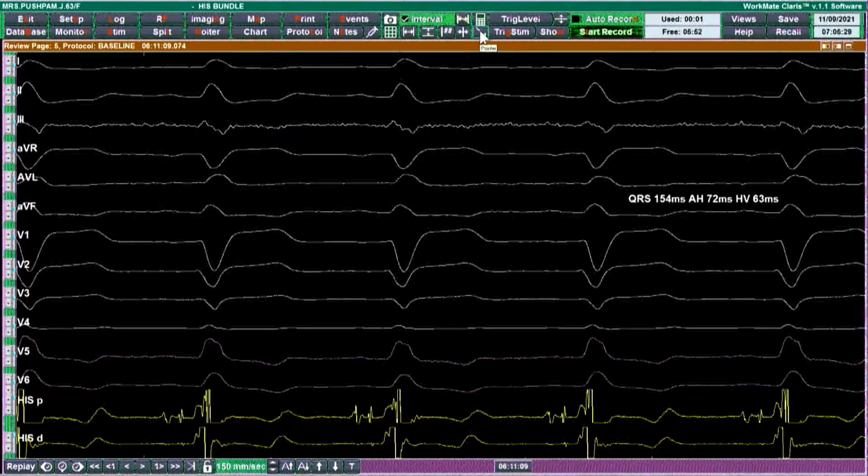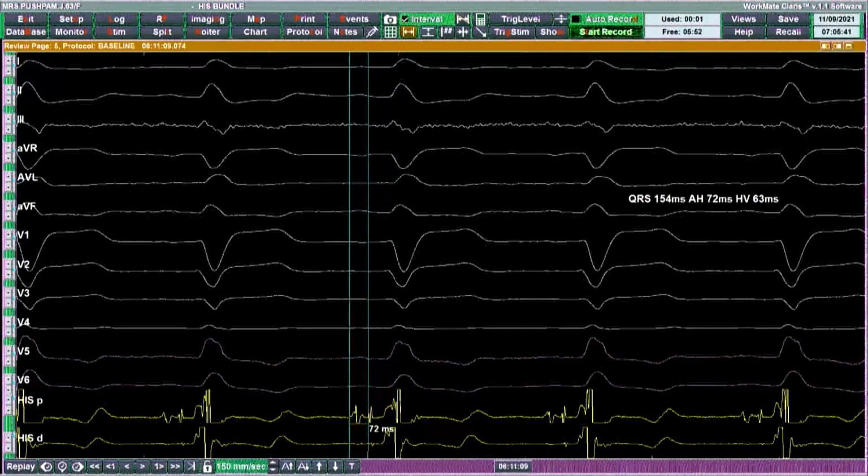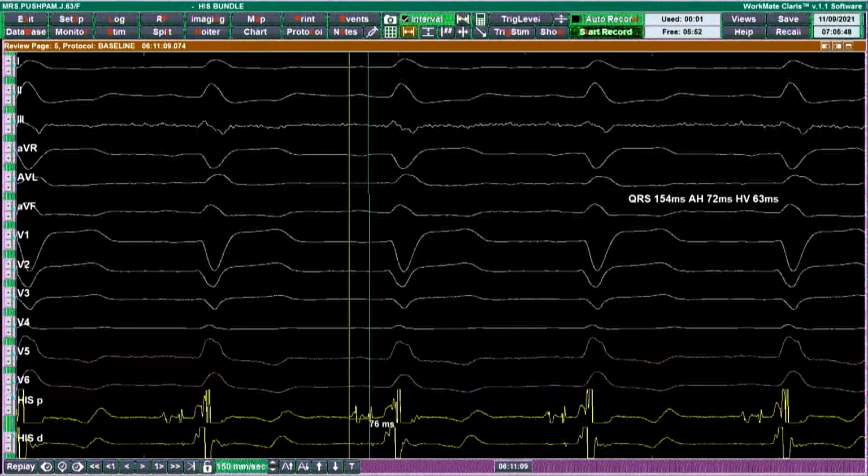And as you can see, there is an HV prolongation. Can someone point out, AH is short, HV is long, suggesting that there is an infrahisian disease or a conduction system disease in the His bundle. These things are important. We'll just set the stage before we proceed with the case.